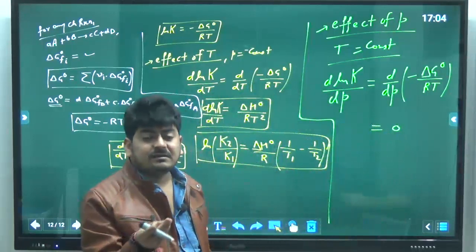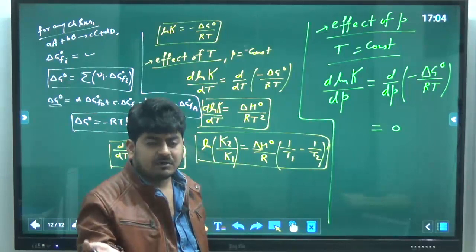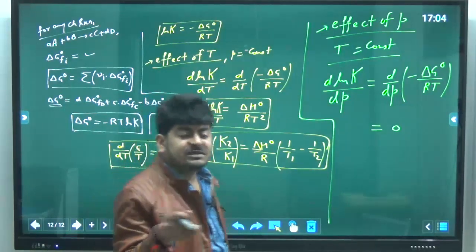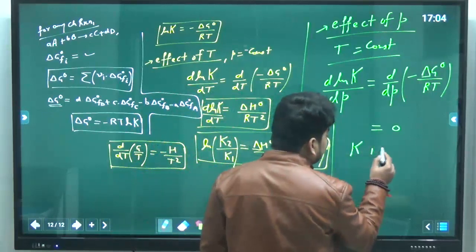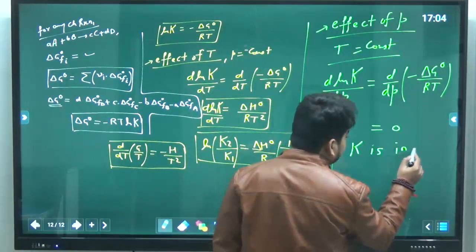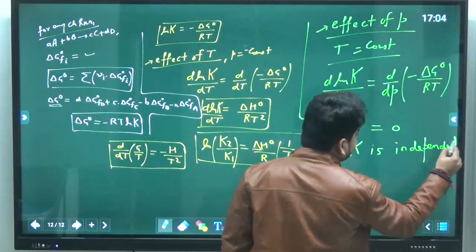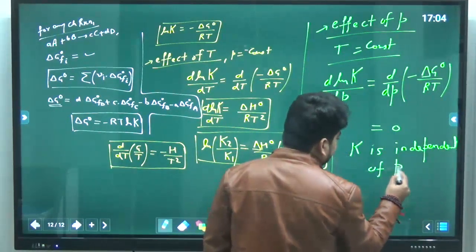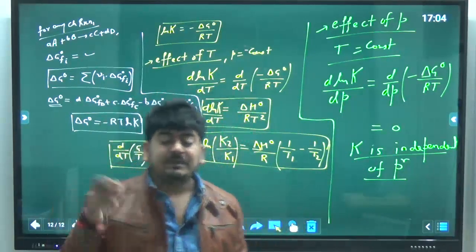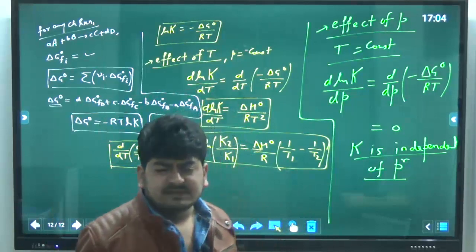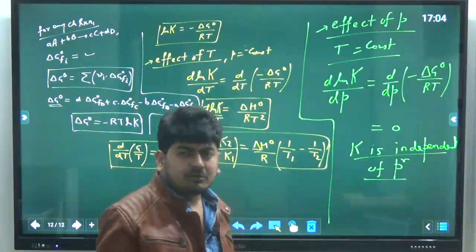It means the variation in equilibrium constant with respect to pressure is 0. Means equilibrium constant is not changing with pressure. So I can say equilibrium constant K is independent of pressure. Okay, so that is one useful point which you should know. People ask why equilibrium constant is not a function of pressure. So this is the explanation you should know.